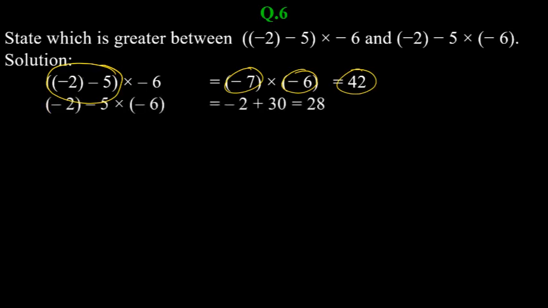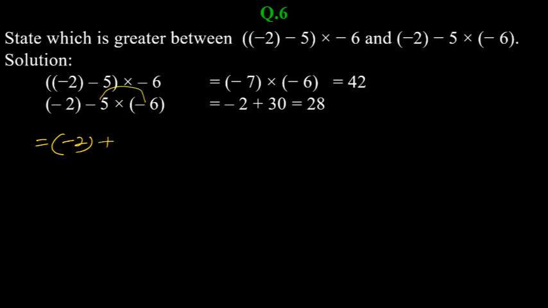Now the second one. Here you have multiplication first. This you can't simplify further. It is -6 written in brackets, because you have to multiply it. So multiplication first. It will be -2 minus into minus plus, 5 sixes are 30. So it is actually -2 plus 30. That is 30 minus 2, 28. Left hand side is greater. First one is greater.